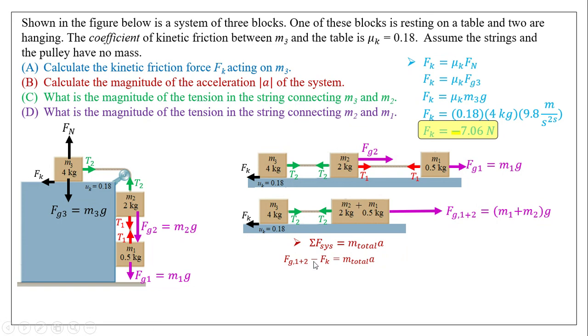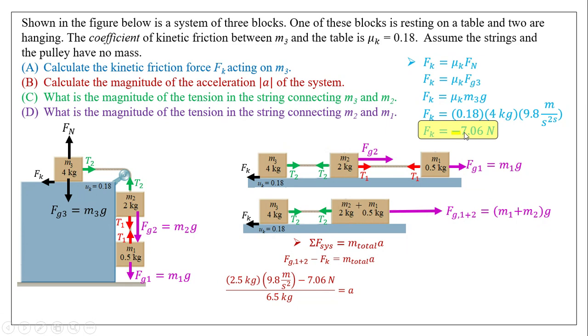I'm going to subtract that from the block that's sitting on the table, which is f of k due to m3, and then divided by the total mass. So if you plug values in, f of g of block 1 and block 2, m1 plus m2, is 2.5 because 2 kilograms plus 0.5 kilogram is 2.5 kilograms. And then times that by g, which is 9.8. And we're going to subtract that from f of k that we calculated in part A.